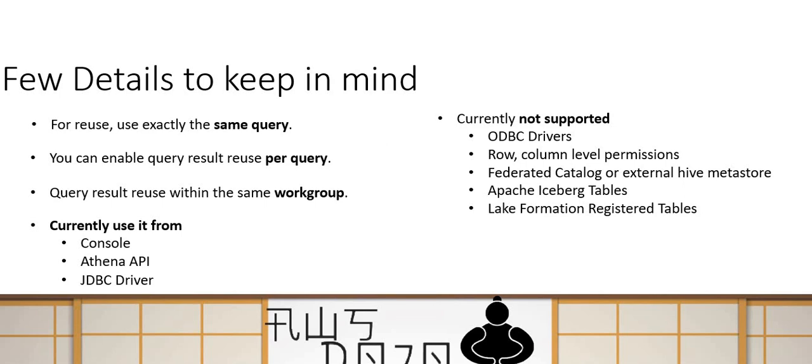What is not supported at present is ODBC drivers. Row and column level permissions, which you can configure in AWS CloudFormation, are not supported. Federated catalogs or external Hive metastores: Athena can be used for creating federated queries or can also connect to external Hive metastores, but these two are not supported. Apache Iceberg tables, which can be used for incremental data creation and updates, are not supported, and Lake Formation registered tables are not supported. So these are some of the capabilities for which query result reuse is not supported.